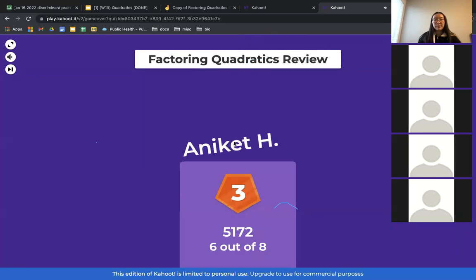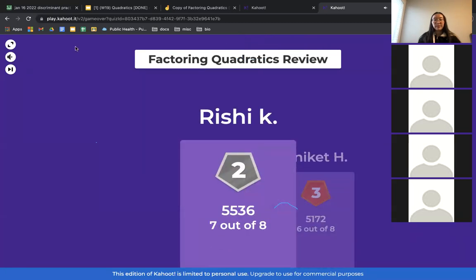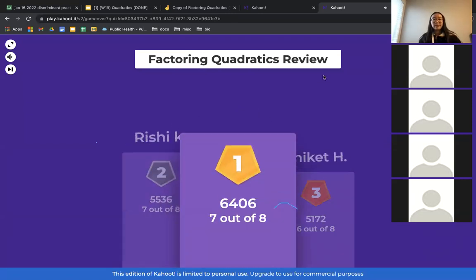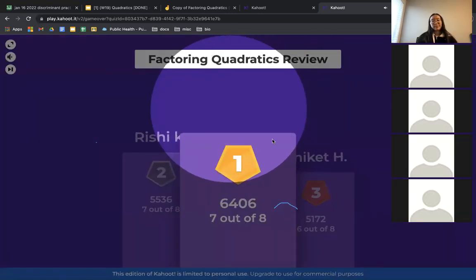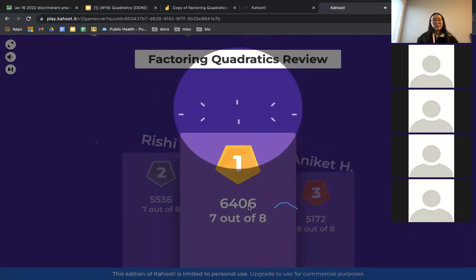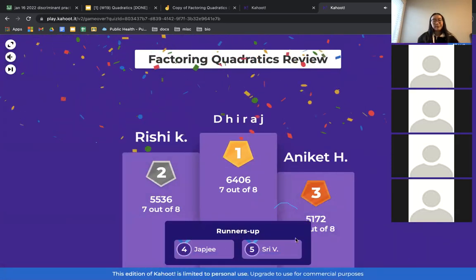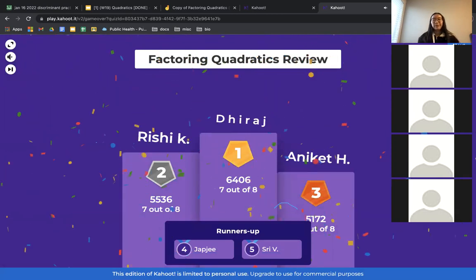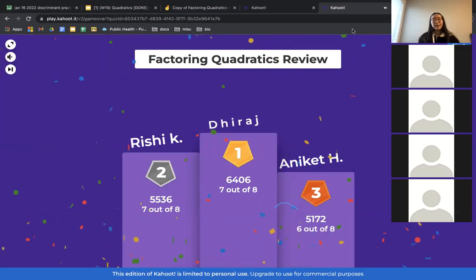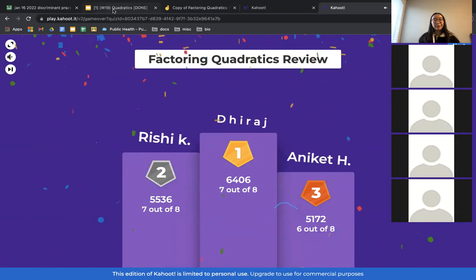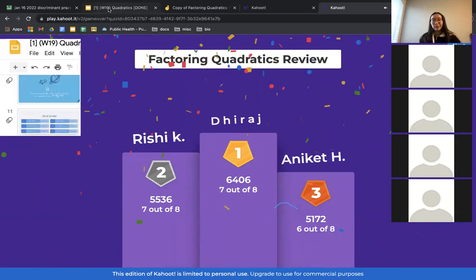All right, third place, Aniket, good job. Second place, Rishi, good job. And first place, Dheeraj. So congratulations, and congrats to our runners up as well. You guys, I think your scores are all pretty close to each other. So hopefully that was good review for factoring.